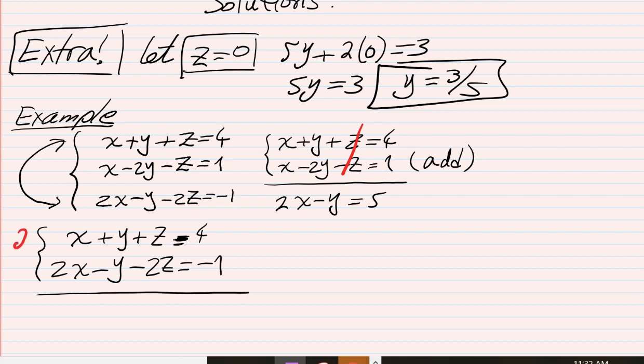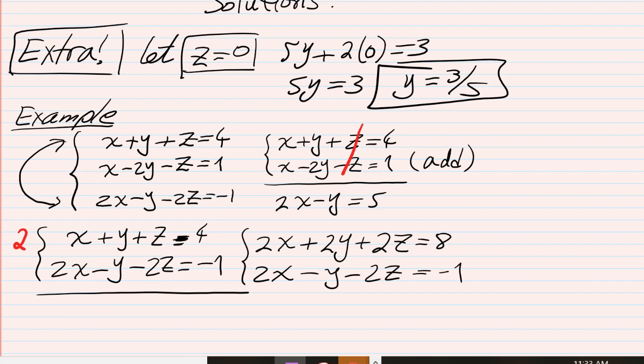So all I need is to multiply by 2, because right in here we want to get opposite. Okay, opposite of -2z is 2z, so that's why I'm multiplying the first equation by 2. And when I do, the first equation is going to become 2x + 2y + 2z = 8. And the second equation is 2x - y - 2z = -1. And there you have that. Okay, and add the two equations together. This becomes 4x + y = 7.